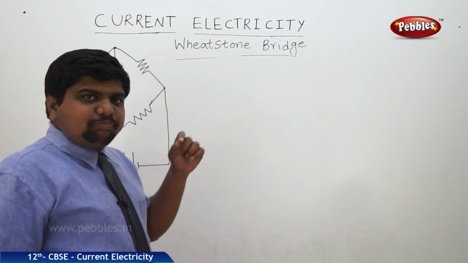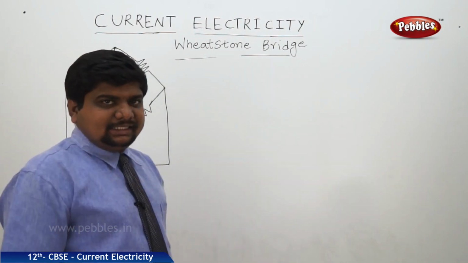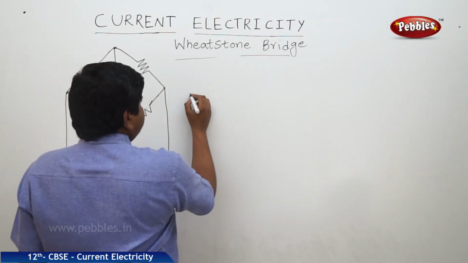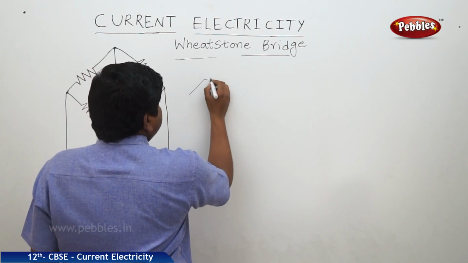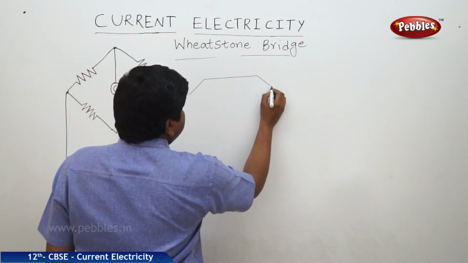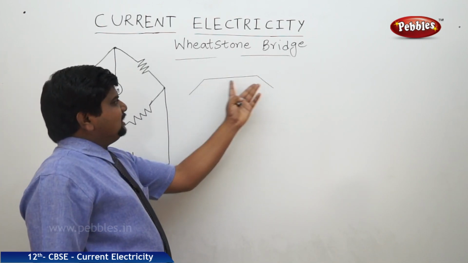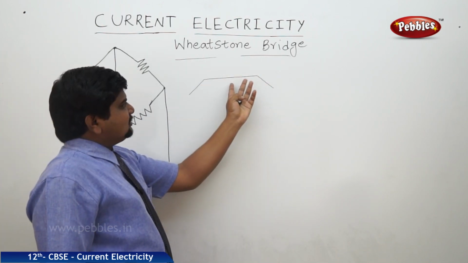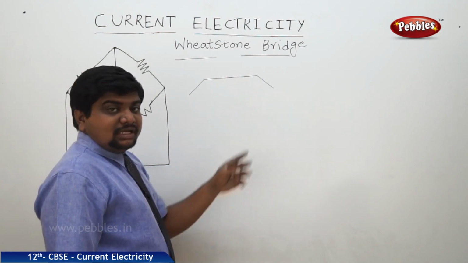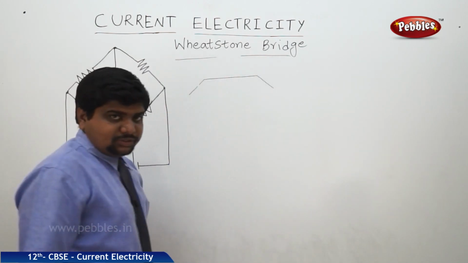Bridge means which balances the two ends. So like this, this is one slope, this is one slope. The gap, the connection between these two slopes is a straight line. Means this straight line is balancing these two slopes and the force is due to these two slopes.